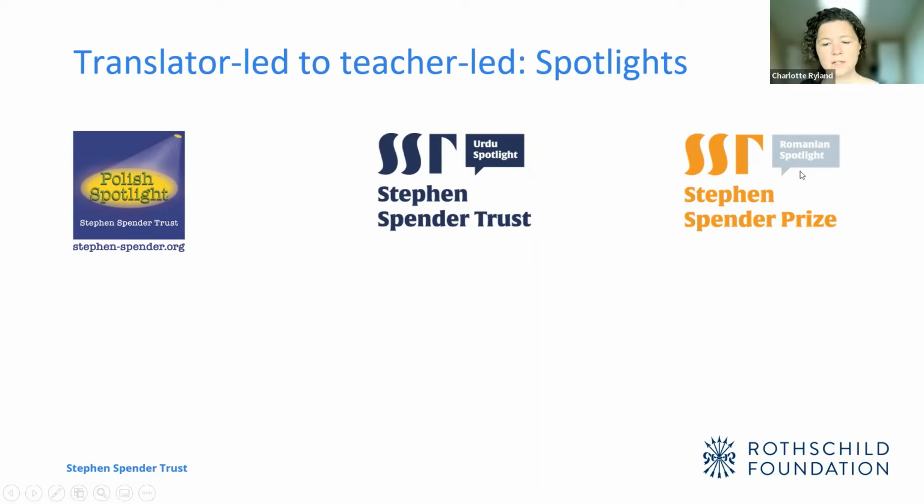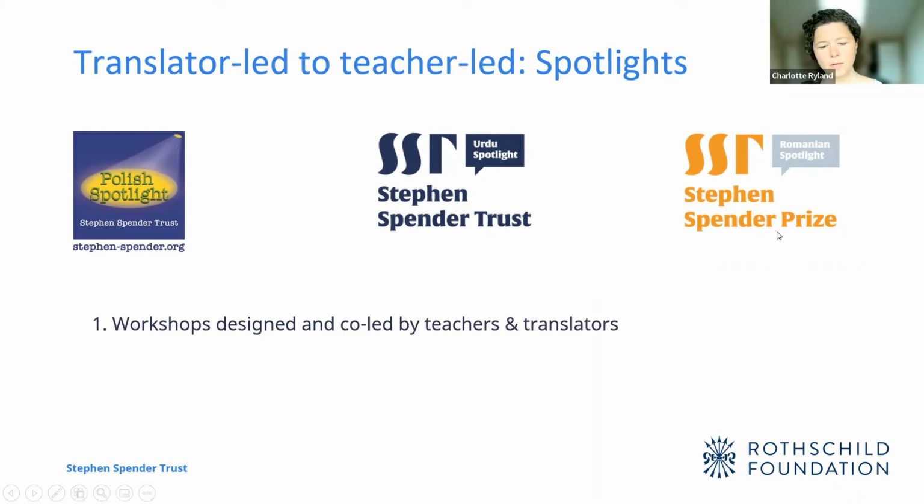So you can see here the last 3 years of our Spotlight. You can also see where we rebranded. So we started with the Polish Spotlight, and then Urdu, and this year is Romanian. And this follows basically a 3-phase program. It starts with workshops that are designed and co-led by teachers and translators.